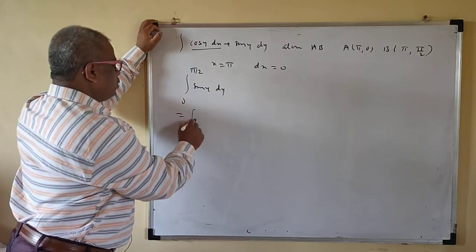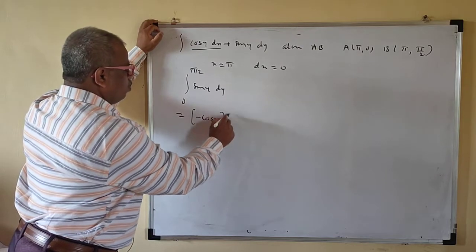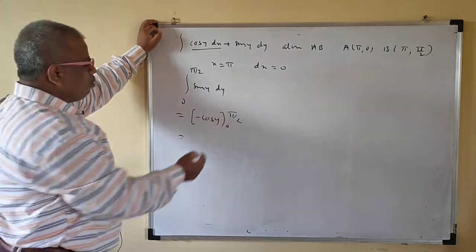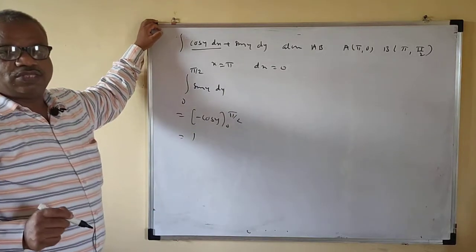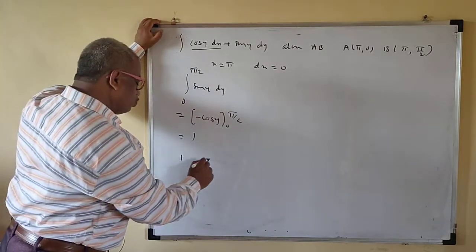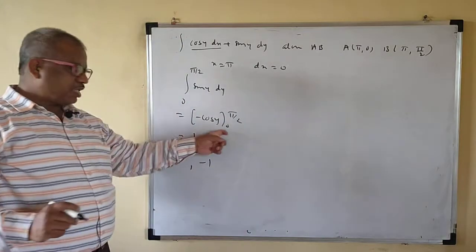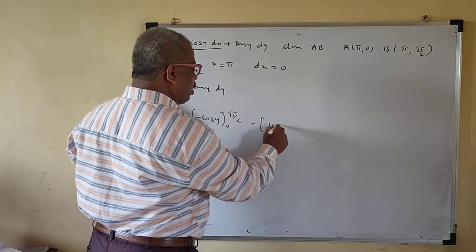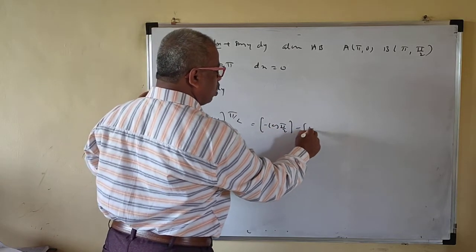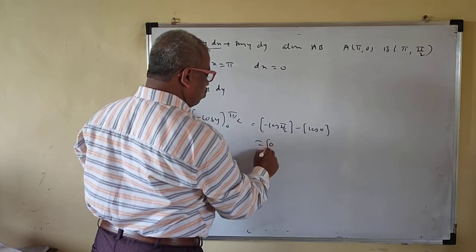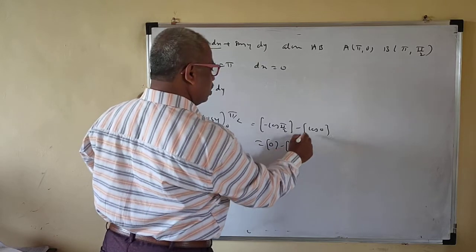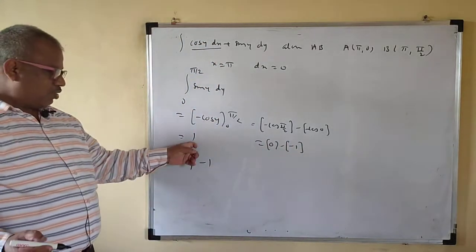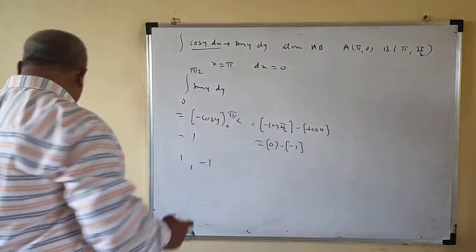What is this? This is minus cos y from 0 to π/2. Okay, so cos π/2 is 0, and cos 0 is 1. So the answer is 1. Note that the 1 minus 1 is also there; you have to take care of this one. If you are putting the lower limit, actually this is minus cos π/2 minus cos 0. So this is 0 minus minus 1, so minus minus is plus. So the answer is 1 here. You have to take care of this one also.